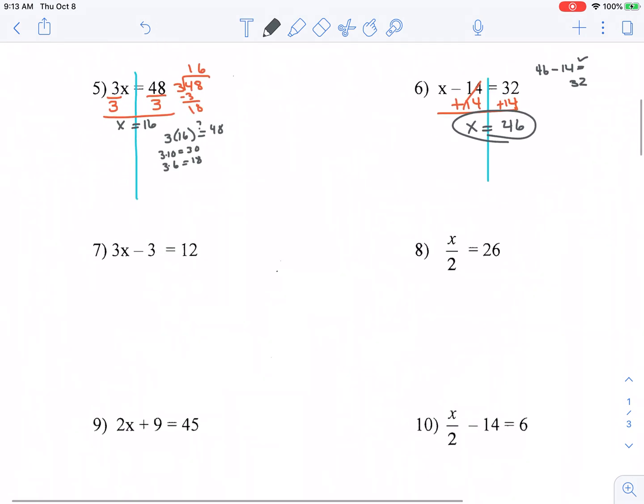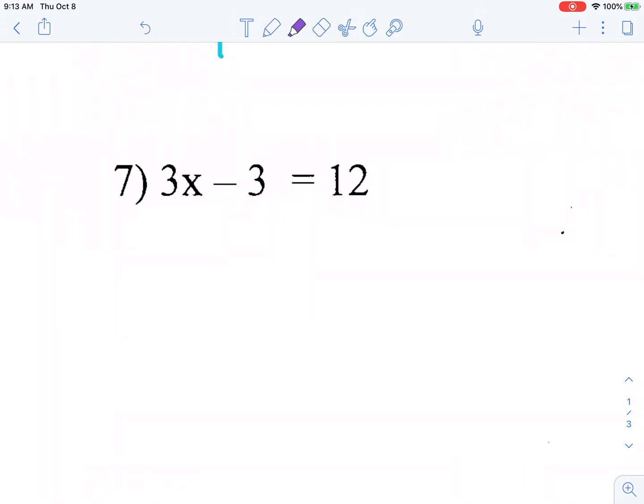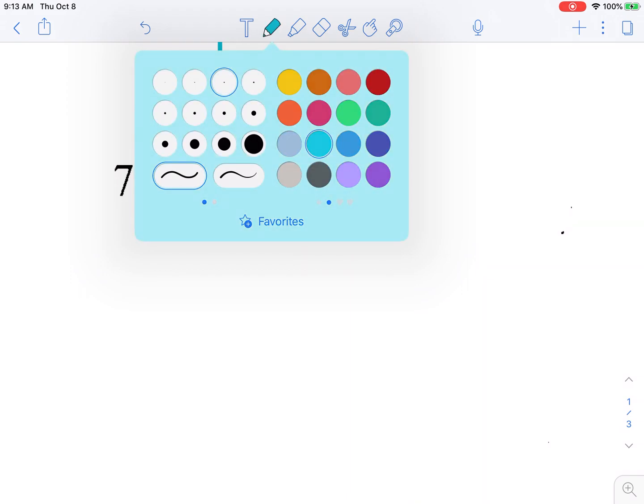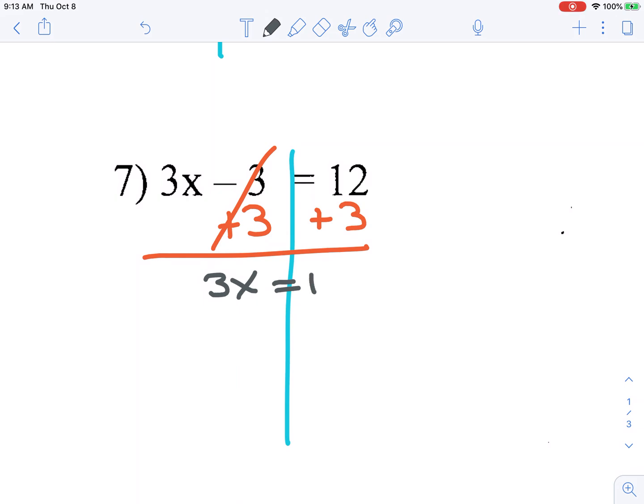All right, I said I was going to stop, but I think I want to do 7 and 9, and then I will stop. And so in number 7, this is what we would call one of our 2-step equations. I drop my line, and notice I'm going to need to add 3. So I don't do anything with this 3 yet. I'm adding 3 to cancel out that -3. And so if I add 3 on the left, we have to add 3 on the right. That's going to leave me with 3x equals 15.